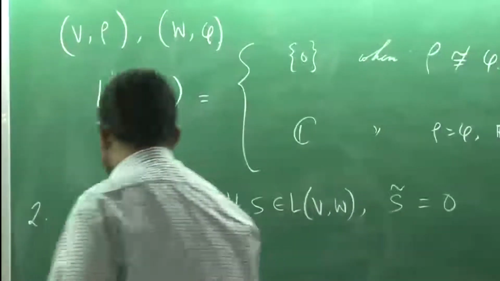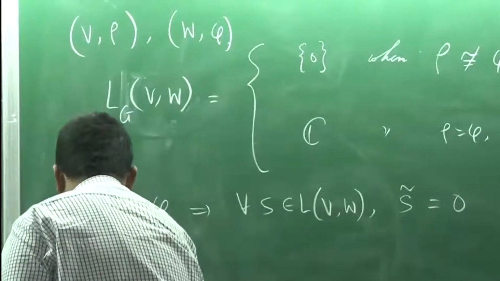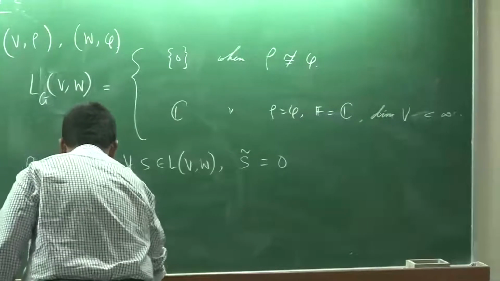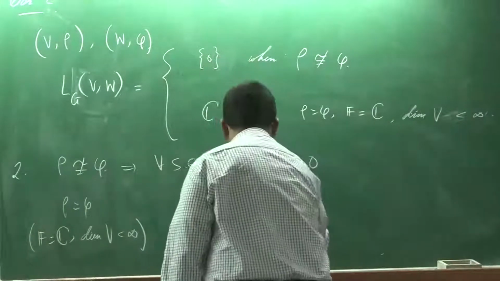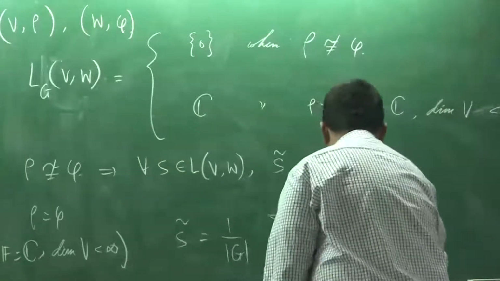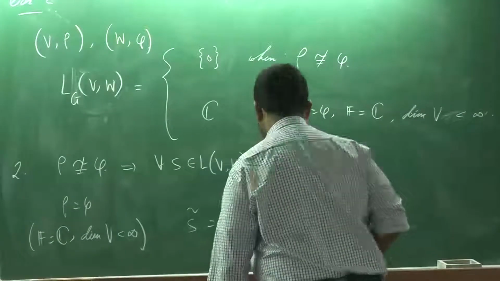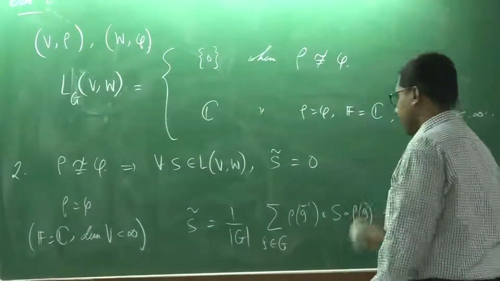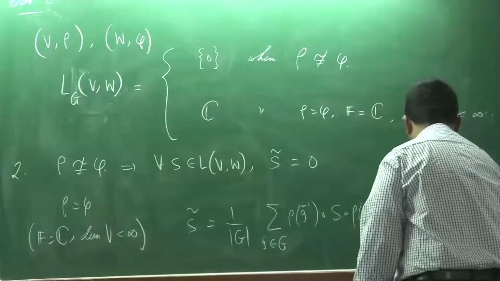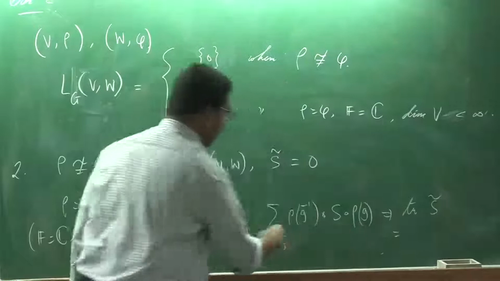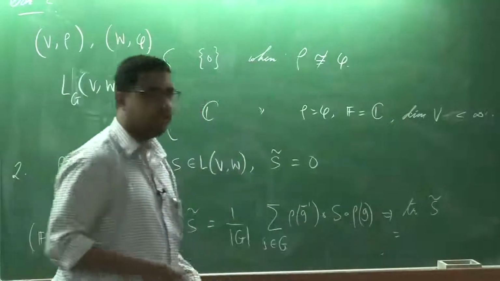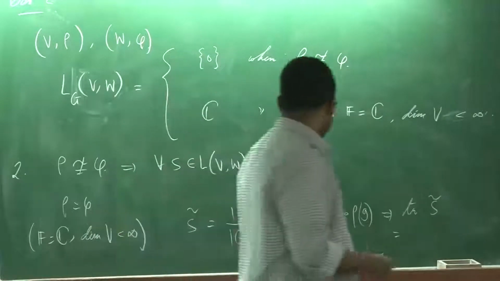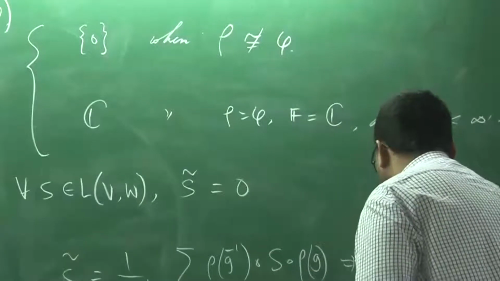In the other case, if ρ equals φ, and of course we assume the field is C and the dimension is finite, then what about this S? S tilde is simply ρ(G) inverse S ρ(G), summed over the group. Consider the trace of both sides. The trace of S tilde is the sum of the traces of all these. By choosing some basis, we can see that all these matrices have the same trace, that is the trace of S.